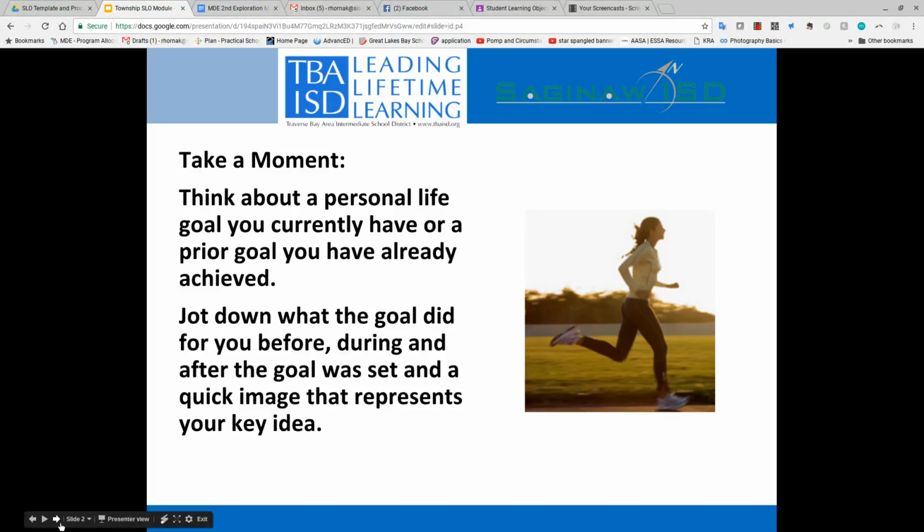I want you to take a moment, and I want you to think about a personal life goal that you have, one you've set or one you've achieved, and I want you to jot down what the goal did for you before, during, and after, okay? And you might want to think of a quick image or draw a quick image of how that represents you. I'll give you an example.